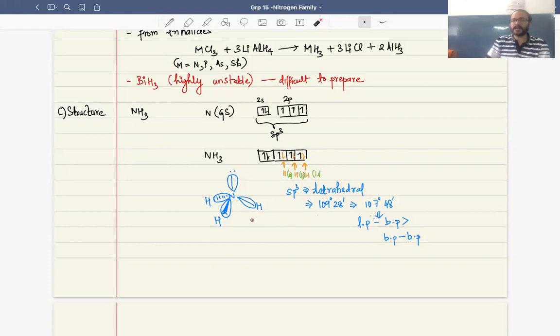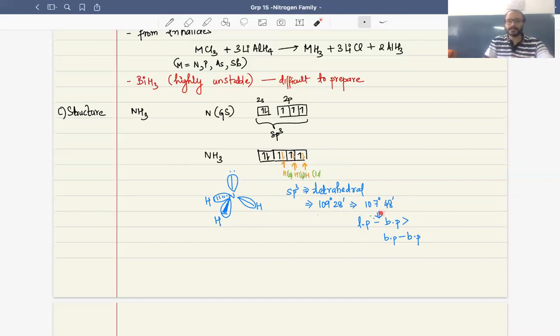Okay, and since one of the hybrid orbitals is occupied by the lone pair, the structure of the compound is basically pyramidal. However, the angle has dropped down from the regular 109 degrees to a smaller value of 107 degrees, and that was accounted for because of the greater lone pair bond pair repulsion in comparison to the bond pair bond pair repulsion, and that is why we saw a reduction in the bond angle.